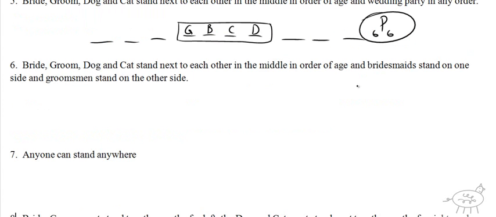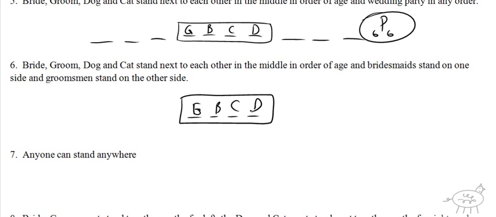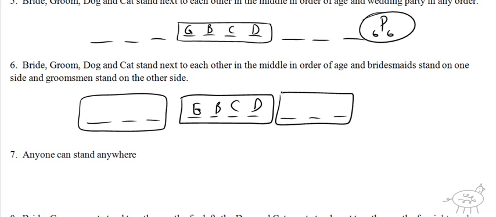Okay. All right, number 6, bride, groom, dog, and cat stand next to each other in the middle in order of age, and the bridesmaids stand on one side and the groomsmen stand on the other side. So it's kind of the same thing here. It's groom, bride, cat, and dog. And like I said, the bridesmaids stand on one side, and the groomsmen stand on the other side. So again, there's nothing for this one here.